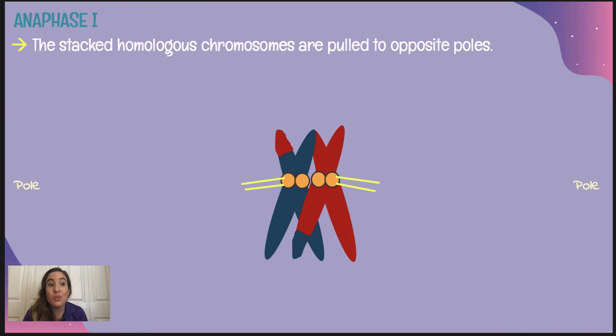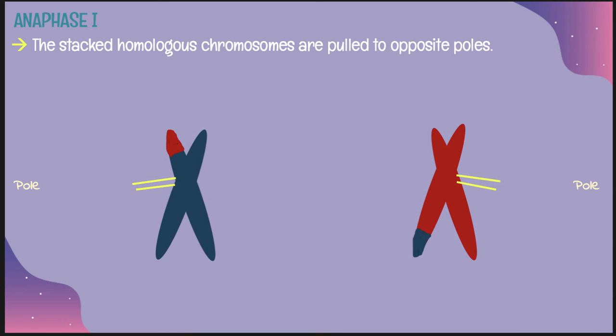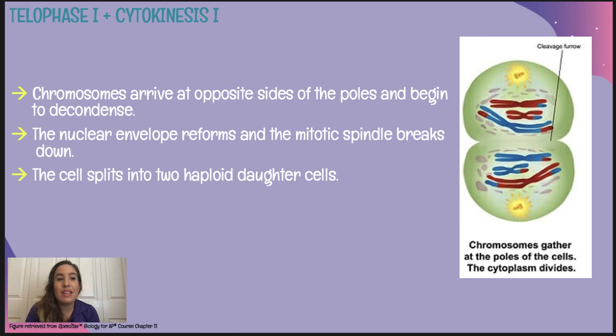In anaphase I, the stacked homologous chromosomes are pulled to opposite poles. In telophase I and cytokinesis I, chromosomes arrive at opposite sides of the poles and begin to decondense. The nuclear envelope reforms and the mitotic spindle breaks down, and the cell splits into 2 haploid daughter cells.